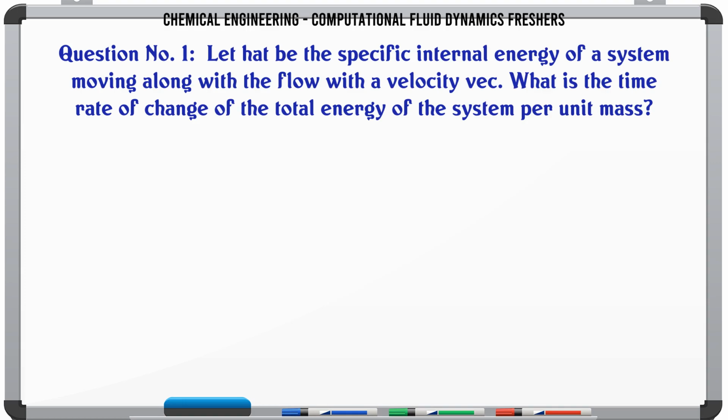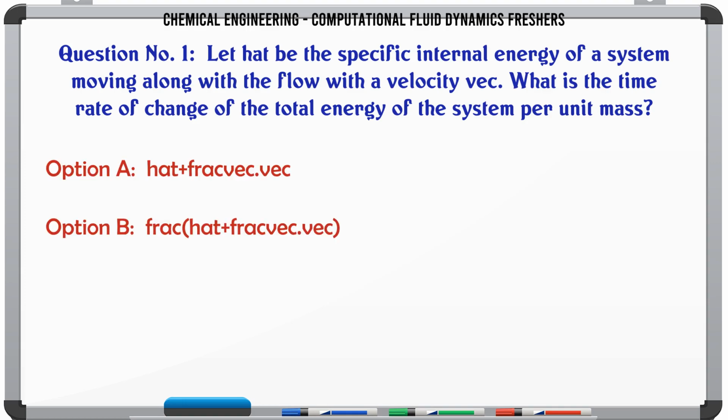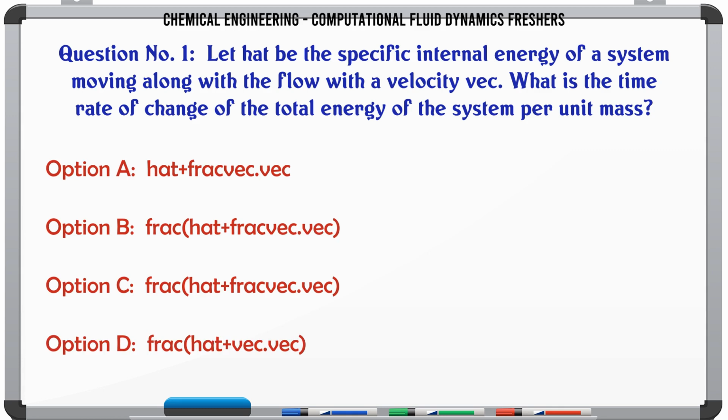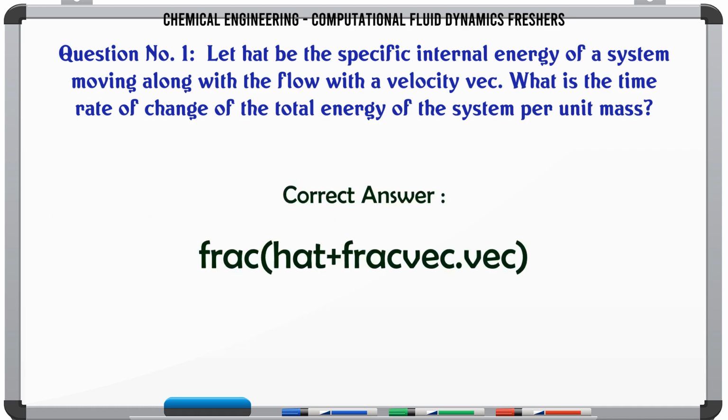Let û be the specific internal energy of a system moving along with the flow with a velocity v. What is the time rate of change of the total energy of the system per unit mass? A: û + ½ v·v. B: d/dt (û + ½ v·v). C: ∂/∂t (û + ½ v·v). D: d/dt (û + v·v). The correct answer is d/dt (û + ½ v·v).